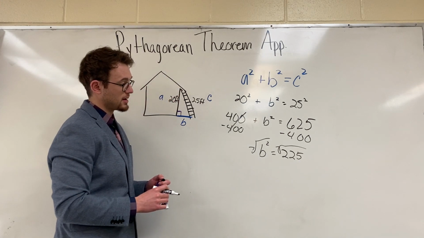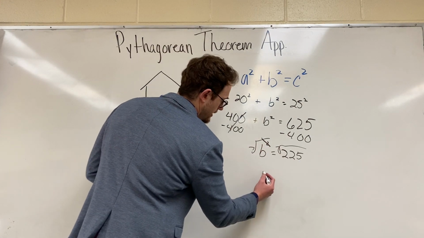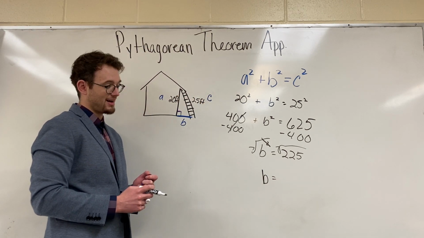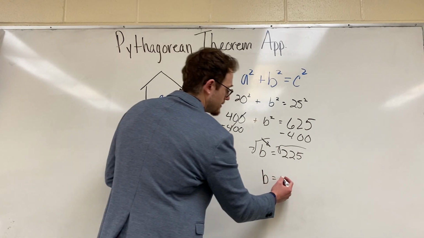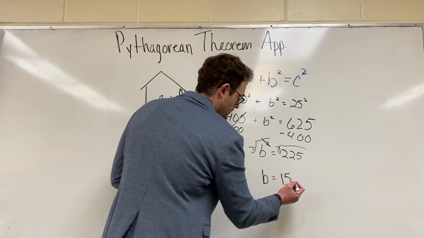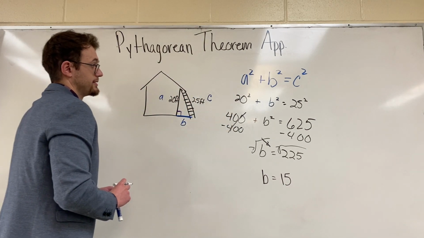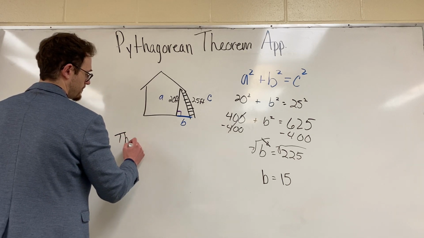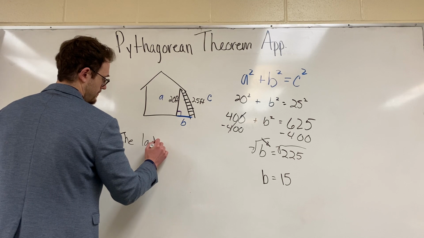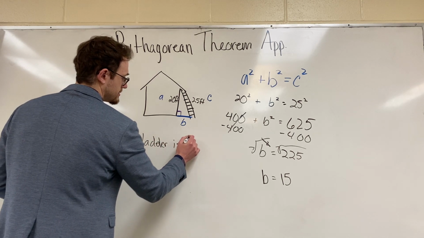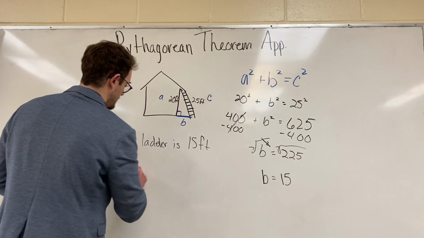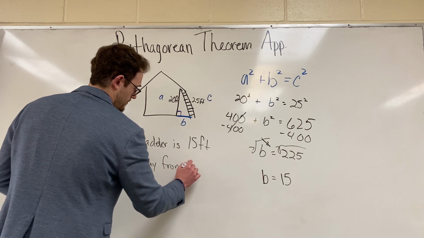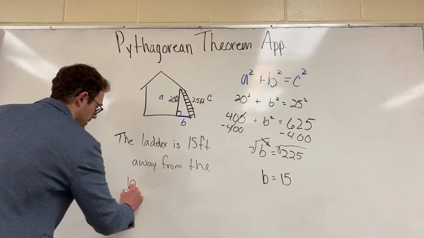Ugly. Nah, that's not pretty, but whatever. That cancels out there, and I get b equals square root of 225, which is 15. So we get 15. All right. So then when answering your story problem, you would answer the ladder is 15 feet away from the bottom.